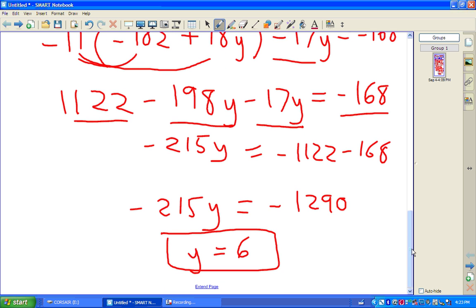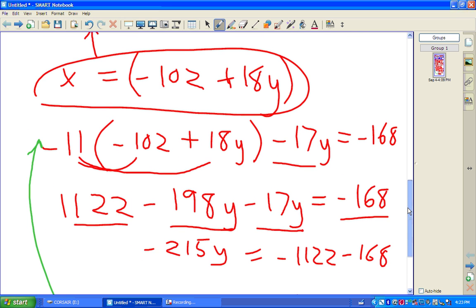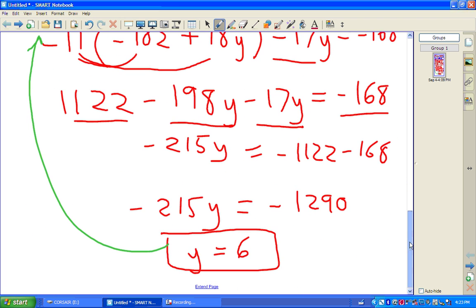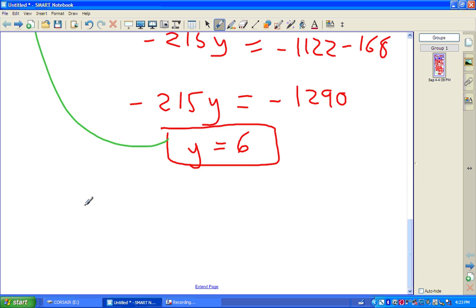Now, what do I do with the y? Okay, let's double check. I want to go back up here and take that y and plug it into my equation for x. Let's scroll up a little bit, and it's minus 102 plus 18y. So x equals, let's just rewrite it down here, minus 102 plus 18y, and I just plug in 6 for y.